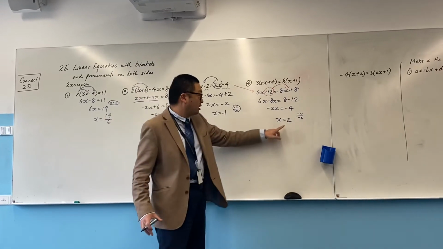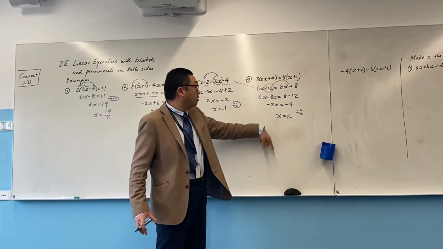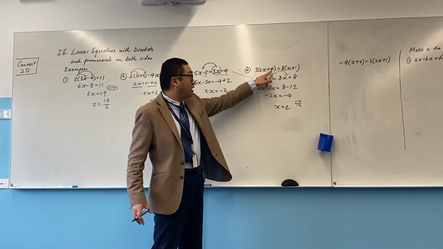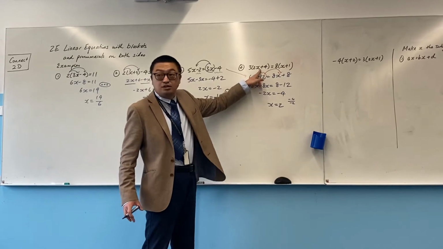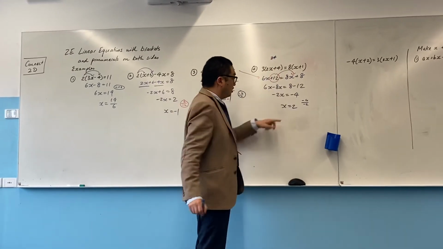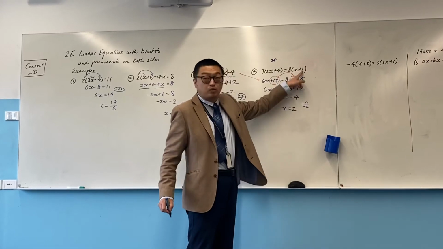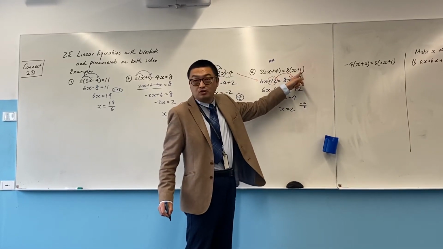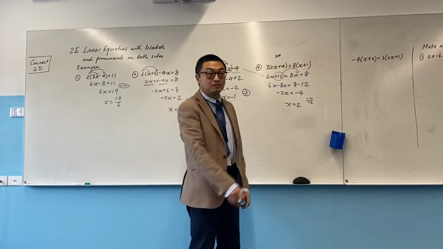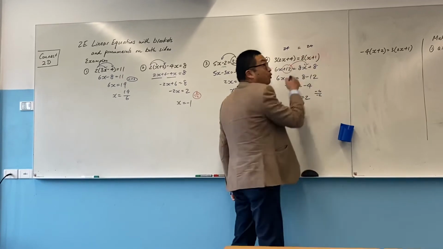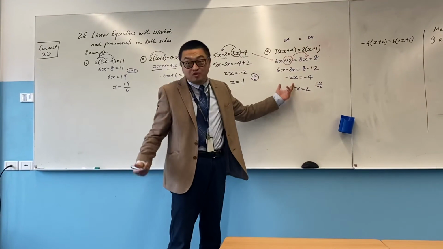So let's have a quick check. x equals 2. Put it back in here. 2 times 2, 4. 4 plus 4, 8. 3 times 8, 24. Just remember that, 24. Now 2 plus 1, 3. 8 times 3, 24. Equal. And we want them to be equal, otherwise you made a mistake here.